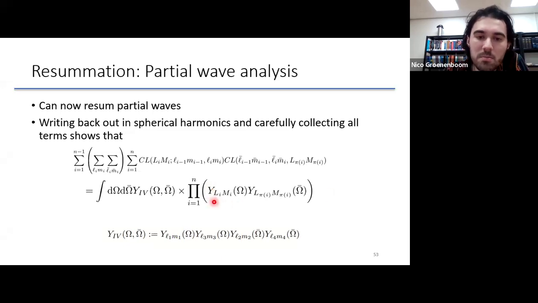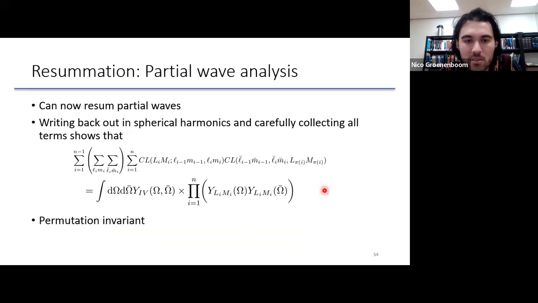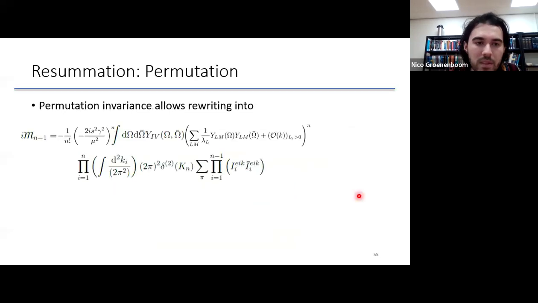And because this is a simple product, it's permutation independent, which is a useful observation. So we can just remove the pi's here and instead write it like this. And this permutation invariance finally allows us to rewrite the amplitude into this. So there's the prefactor, there's the two integrals in the YIV similar to tree level. The remaining sum over the graviton harmonics can be grouped together in this way to the power n. And then we have the Eikonal matter propagators.